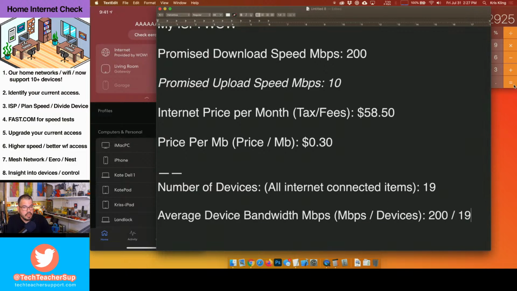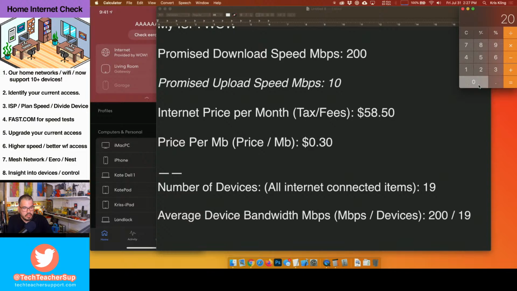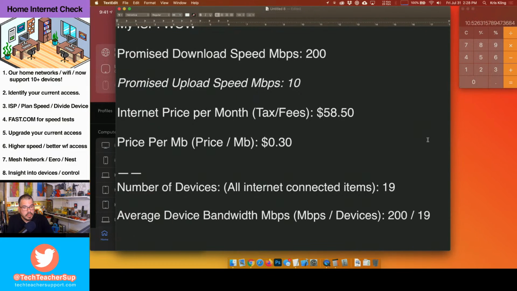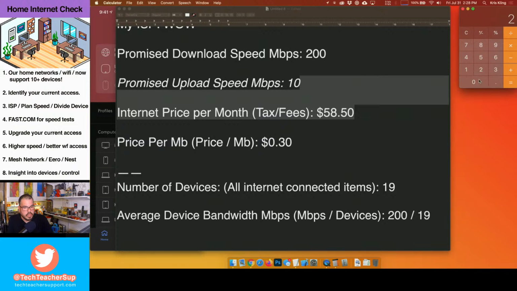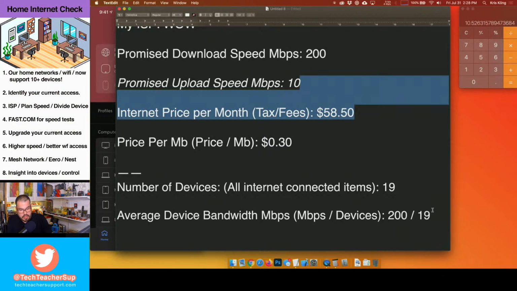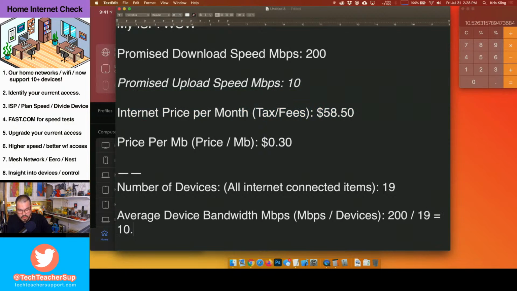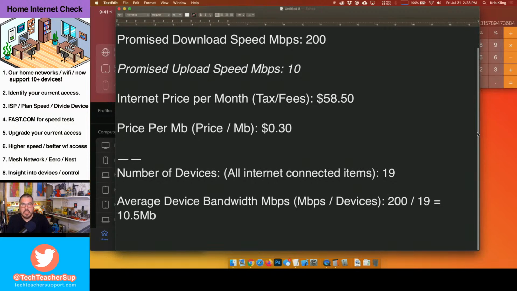Let's do that up here again. So we have 200 divided by 19, and again you're looking... did I do that wrong? 200 divided by 19 is 10.5. So you're equal to about 10.5 megabit per device. All right. So that's pretty decent as long as everyone in the house doesn't get on at once. So that's a little bit how you figure out what you're paying and what you're doing.